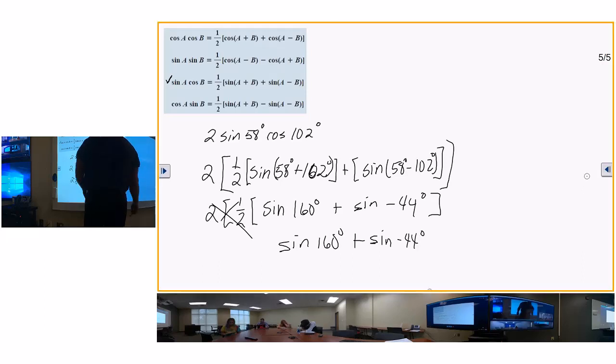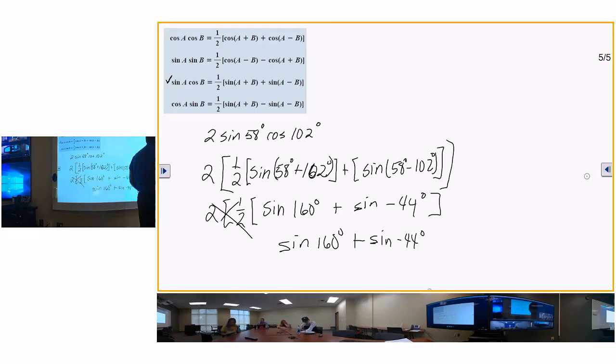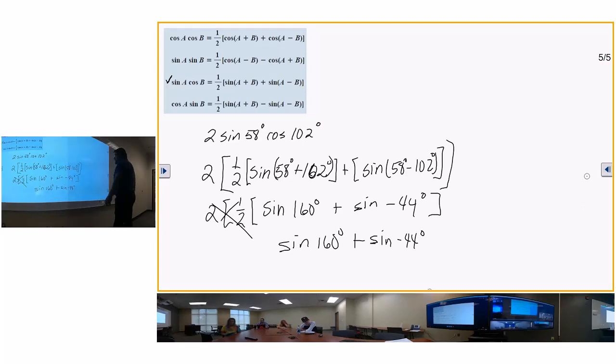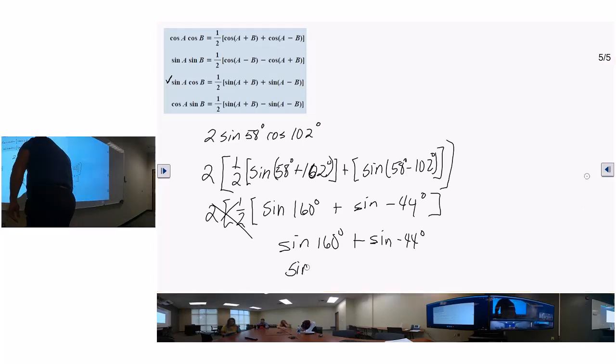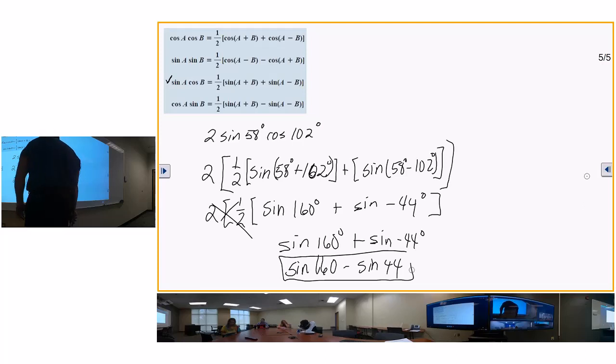Wait a minute, Hubert. When you have the sine of a negative angle, you can rewrite that as a negative sine. Yes, you can, class. So that would be sine of 160 minus the sine of 44. That's your final answer.